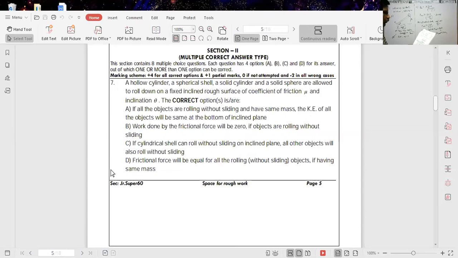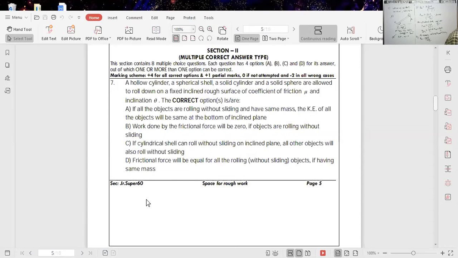Next, frictional force will be equal for all the rolling objects. Next, whatever, it is also correct. So next, option D: the minimum frictional force F is equal to mg sin theta by, general formula, mg sin theta by 1 plus r square by k square. Here, frictional force will be equal for all rolling bodies. For all rolling bodies, even though the mass is same and theta is same, the r square by k square value is different for different bodies, no? That's why F is different. But here friction is given as same, so it's not correct. So only these three are correct.